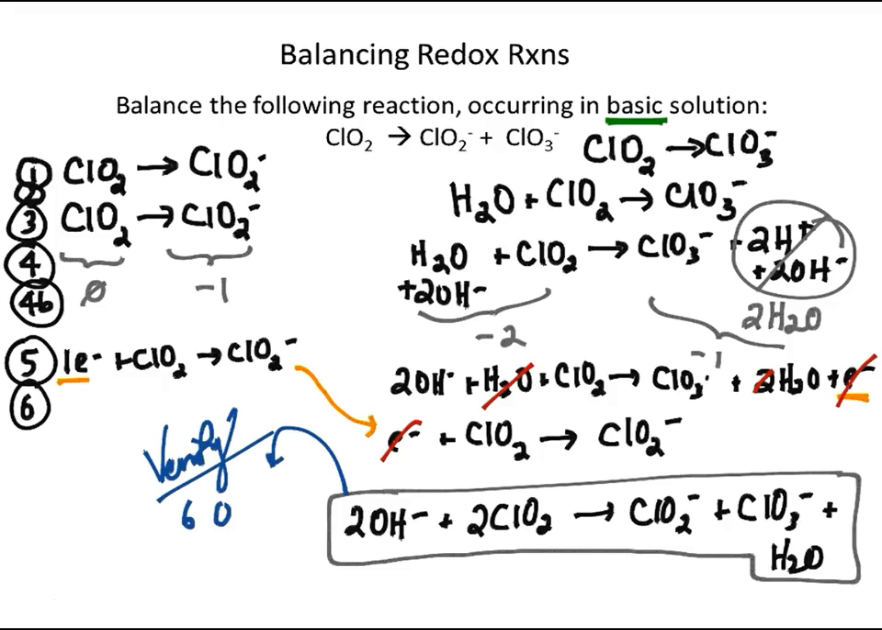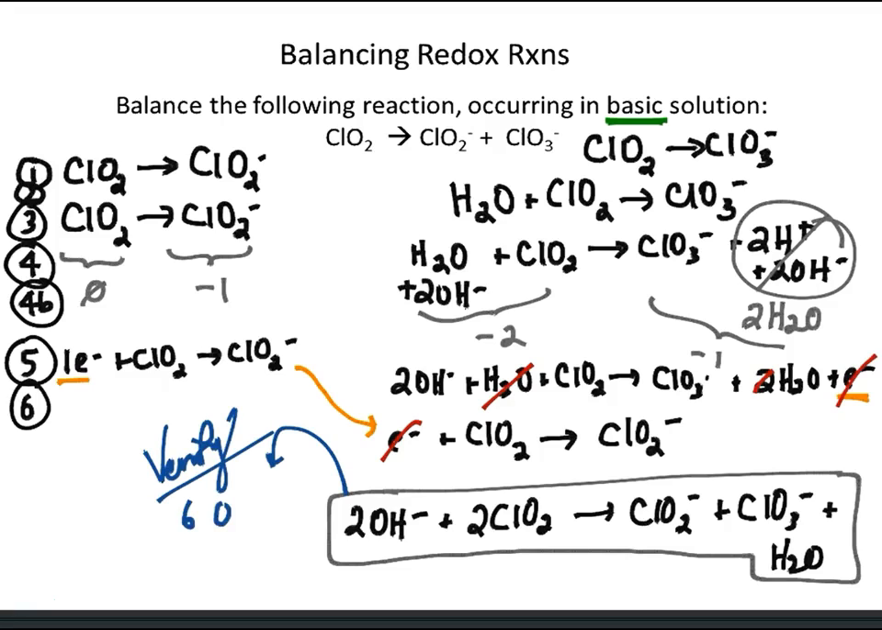You can verify your answer by double checking that all the atoms are balanced. In this case, we have 6 oxygens on the left: 1, 2, and then there are 2 of these molecules, so that's 4. So 2 plus 4 is 6 oxygens on the left. On the right, we have 2 here, plus 3 here, plus 1 here makes 6. So that's why I put a check there, because there's also 6 on the right.